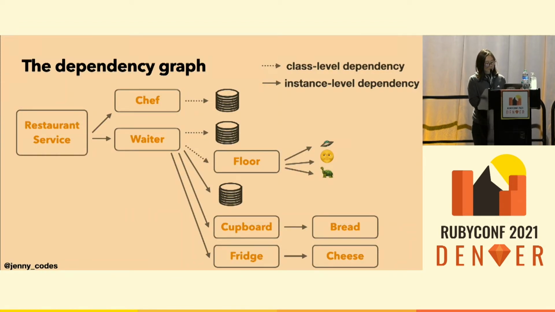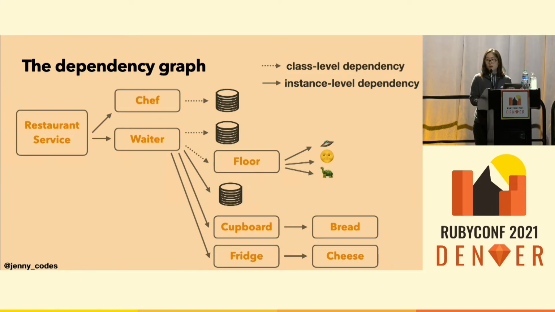Before we write the test, let's look at the dependency graph. This is what we know so far. The arrows are the direction of the dependencies. And restaurant service depends on the chef and waiter class. Chef talks to the database, and so does waiter. Waiter also knows cupboard, fridge, and floor. And we also remember floor is the class that has multiple messy dependencies. I'm just going to use random emojis to represent them.